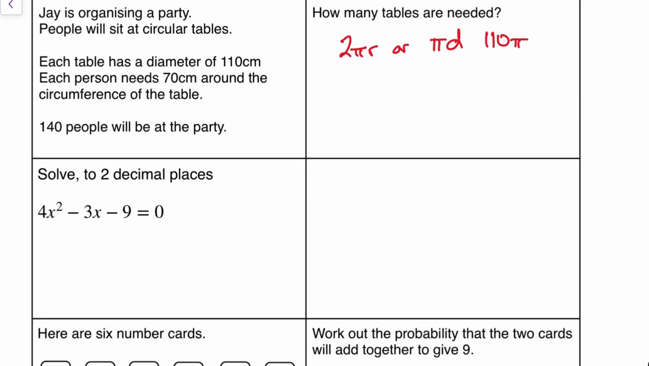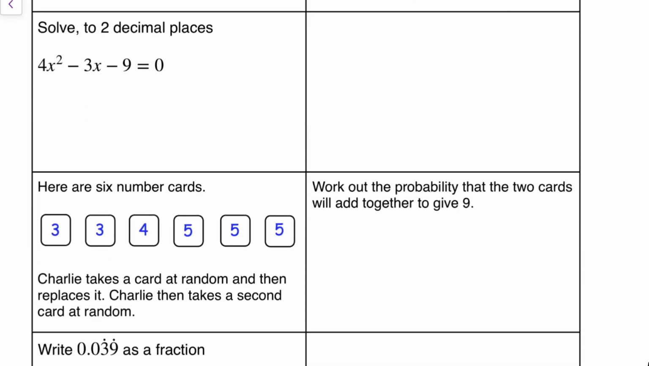Each person needs 70 centimetres. So therefore, how many people can fit on each table? It's going to be 110 pi divided by 70, which is 4.936. So it's actually 4.9 and so on. However, I can't fit half a person, so therefore that implies 4 people per table. If there's 140 people coming, 140 divided by 4 is exactly 35 tables. Okay, good question. Next one.